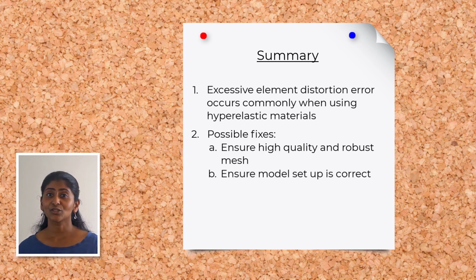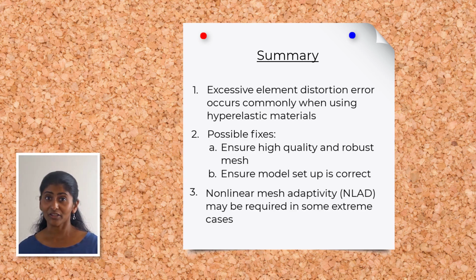Secondly, we need to ensure that the model is set up correctly, which includes ensuring that we have complete test data and are using a stable material model. In some cases, changes to the design geometry may be necessary to limit localized excessive element distortion. Nonlinear mesh adaptivity or NLAD can be a powerful tool, but the recommendations made in this video should be implemented before proceeding to NLAD.